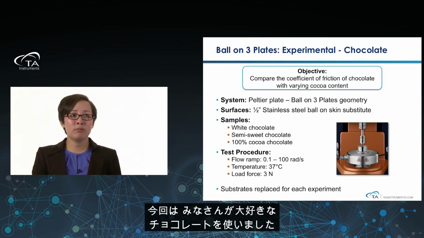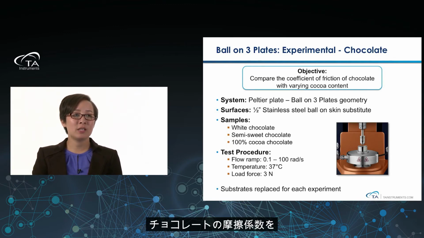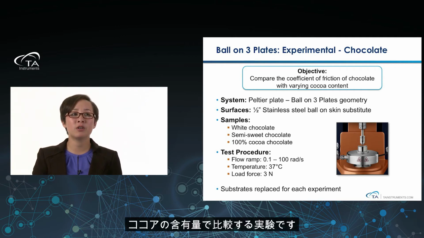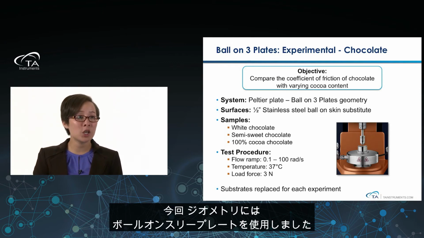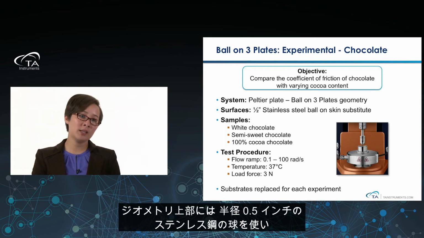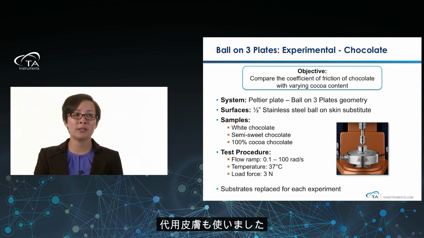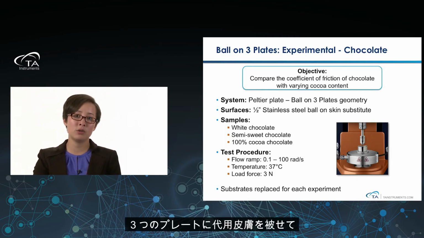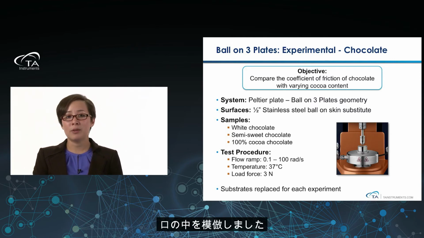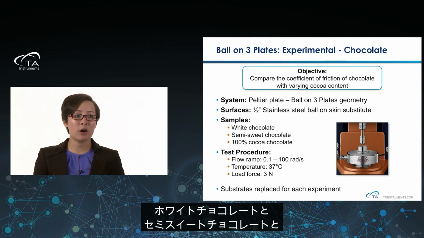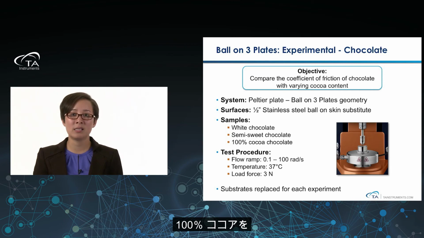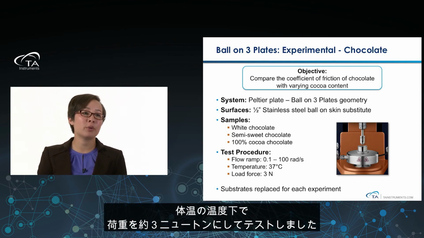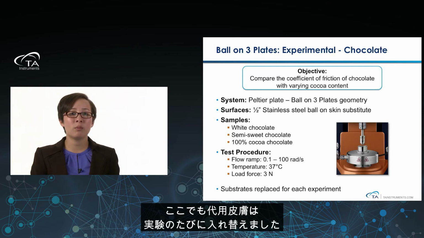For this case, we went with chocolate because that's everybody's favorite food. In this specific case, we wanted to compare the coefficient of friction of chocolate with varying cocoa content. We had the ball on three plates geometry, and we used a 1/2-inch stainless steel ball in the upper geometry and skin substitute. We took skin substitute to cover the three plates, so it mimicked more of what was going on in the mouth. We looked at white chocolate, semi-sweet, and 100% cocoa, and did this testing at body temperature with a load force of about 3 newtons. And again, to note, substrates were replaced for each experiment.